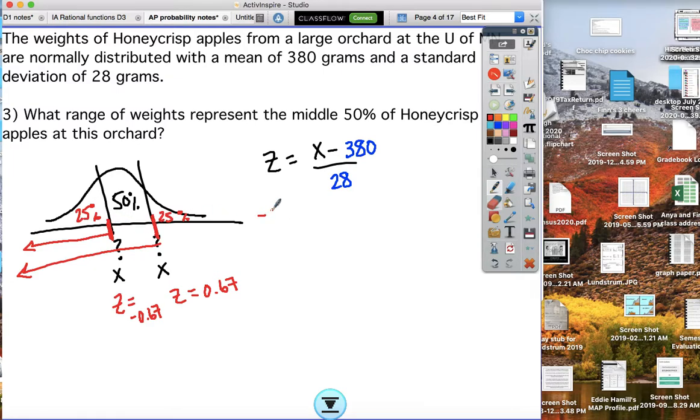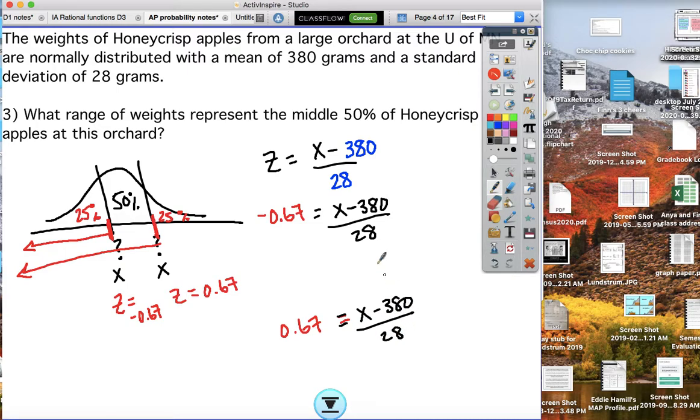So now what I need to do is I need to plug in those z-scores, and I need to figure out what is x. So I need to do it for both of them. The other z-score was positive 0.67. All right, so multiply by 28. And you are going to get negative 18.76. And then you're going to have to add 380. And you're going to get 361.24. That's one value of x.